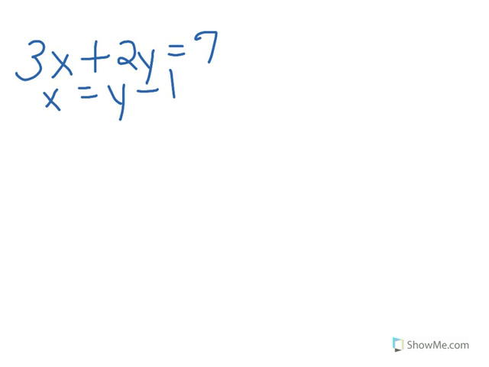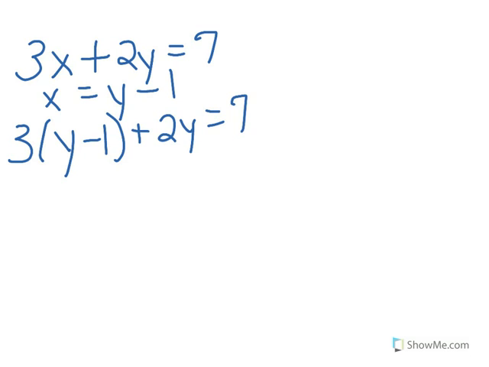So if we know that x is equal to y minus 1, I can substitute y minus 1 instead of x in my first equation. And then I have an equation with only one variable. Y is the only variable in it. And so we can simply solve this equation for y.